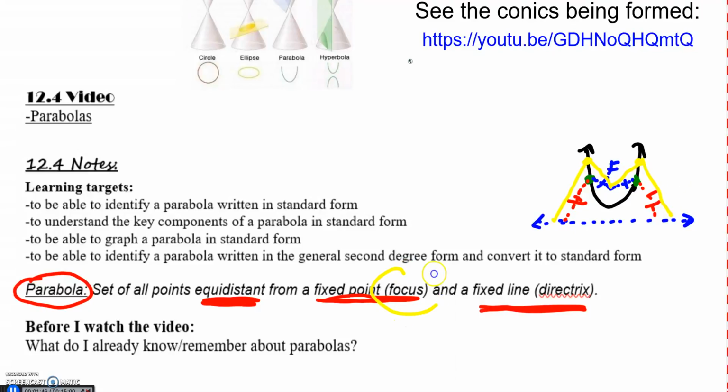And so we're really going to be focusing on the focus in this video and the directrix in order to graph. And something else to know before we continue is that the vertex of your parabola happens to be directly between the focus and the directrix. So this distance and this distance would also be the same, and that'll help us in a little bit.